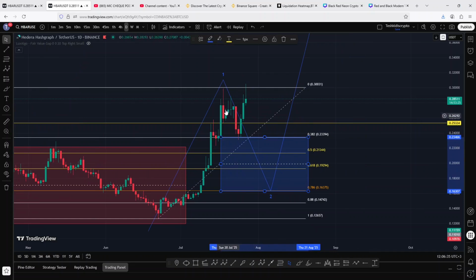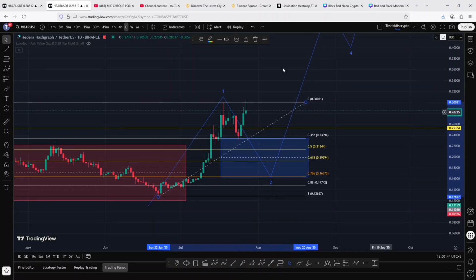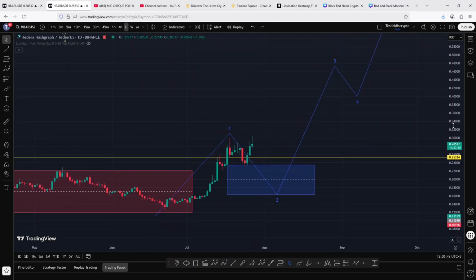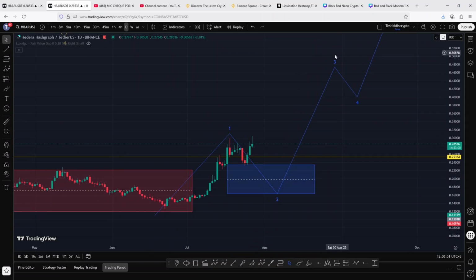And you can see that we have now seen a pullback into the fib level 0.382, an area that is now giving us a bit of a reaction to the upside. And that is the first indication that we could have a low in place in the formation of that second wave, and a bounce is now imminent in the formation of this wave 3. And assuming that the low is in, then we need to see a break above the high we made in the formation of that first wave above the 0.3 USDT mark, and also get some impulsive price action over here in the next coming days.